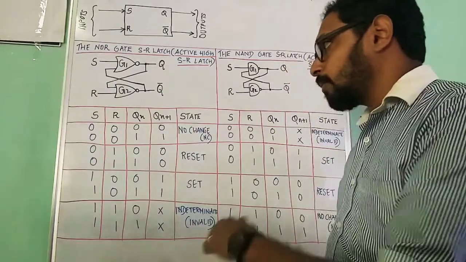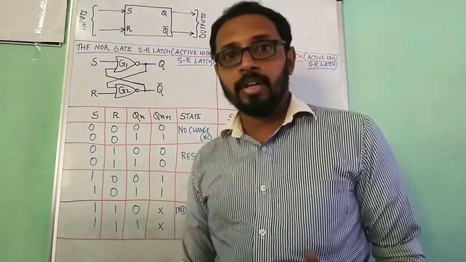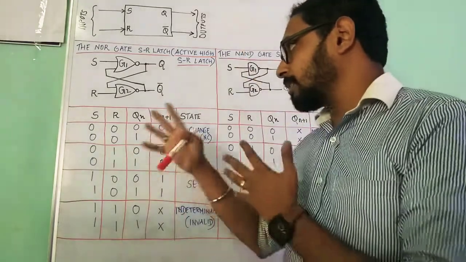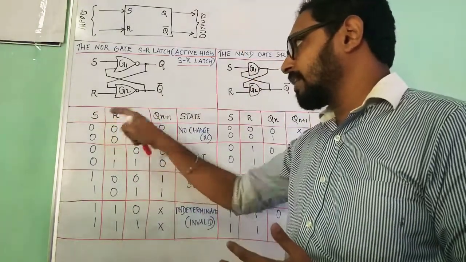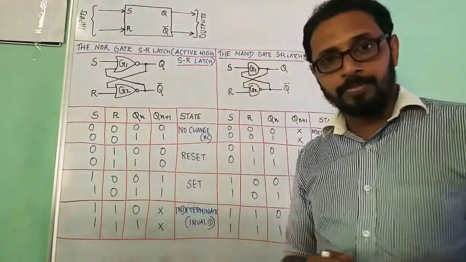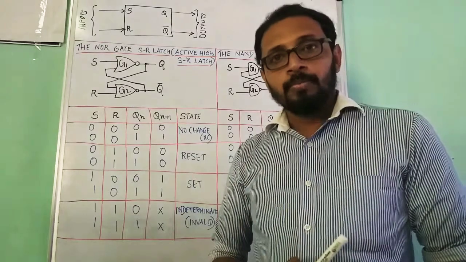So what is the purpose of that repetition? Otherwise, what are the different cases shown in this particular table? We have a set case, we have a reset case. What is Qn, what is Qn plus 1, and what is the state? I will explain to you.